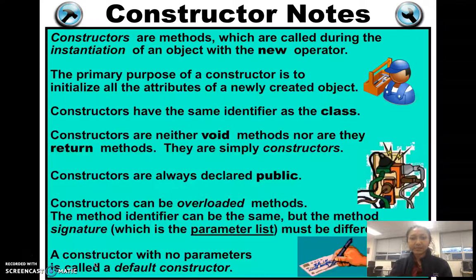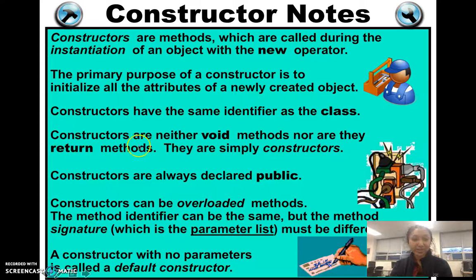Okay, that we saw and was expected. Constructor notes. Constructors are methods which are called during the instantiation of an object with the new operator. The primary purpose of a constructor is a way to initialize all the attributes of a newly created object. Constructors have the same identifier as the class, same name as that of the class. Constructors are neither void methods nor are they return methods.